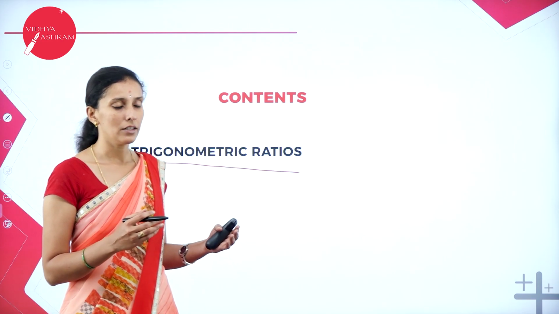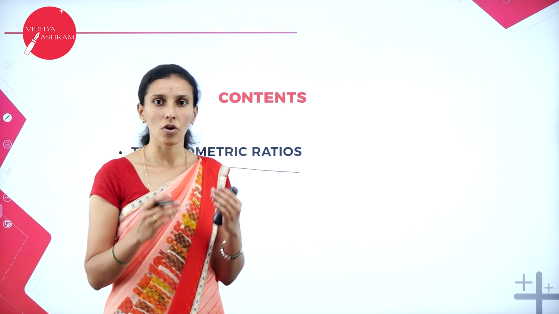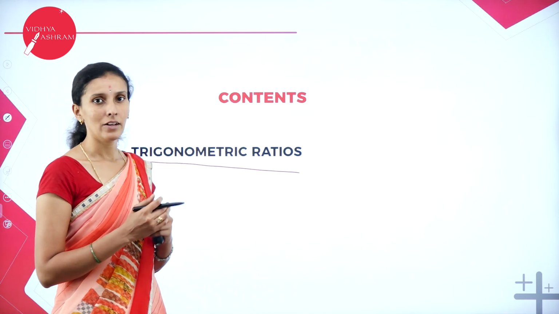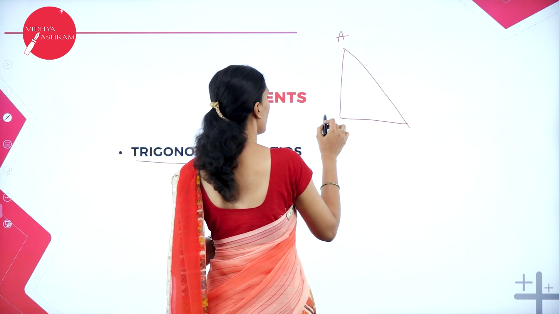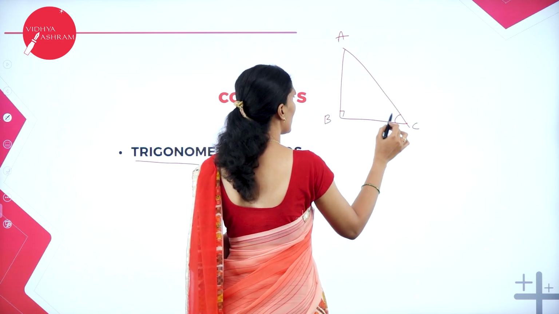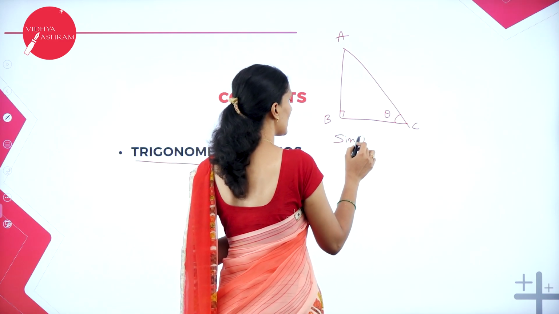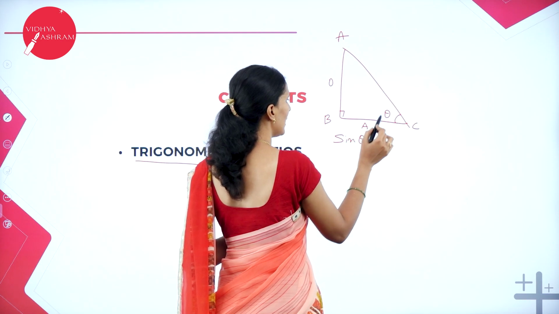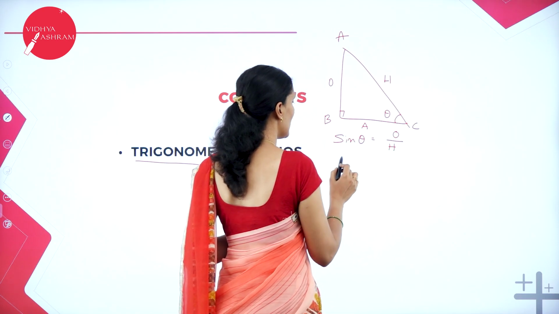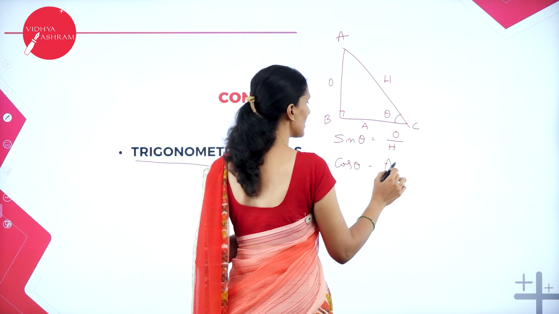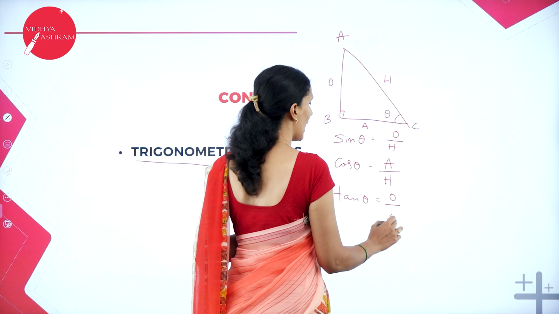In your earlier classes, you learned all these trigonometric ratios in terms of an acute angle in a right angle triangle. Suppose you have a right angle triangle ABC, and theta is an acute angle. Then the ratio of sin theta is opposite side by hypotenuse. Similarly, cos theta is adjacent side by hypotenuse. Tan theta is opposite by adjacent.